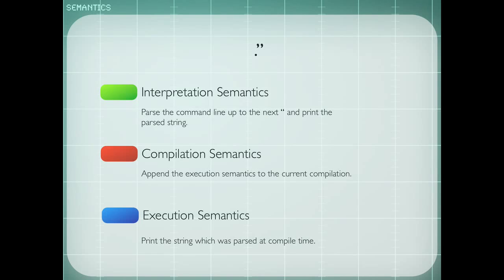Here's a word with three different semantics, dot quote. In interpretation state, dot quote prints all following characters up to the next quote character onto the terminal screen. Compilation state causes dot quote to add the execution semantics along with a prepending string to the word definition. In execution state, the string that was passed at compile time will be printed onto the terminal.